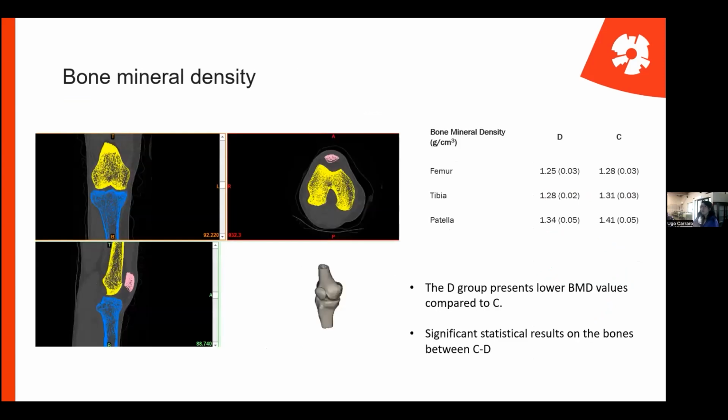So today I'm going to focus on bone mineral density and on muscles. We are focusing on CT scans today. From the CT we segmented the bones of the knee: femur, tibia, and patella. We extracted the density in Hounsfield units. The Hounsfield unit, as probably somebody already said, is basically a measurement of the radiodensity of that tissue.